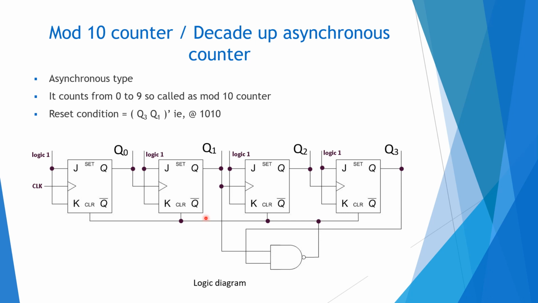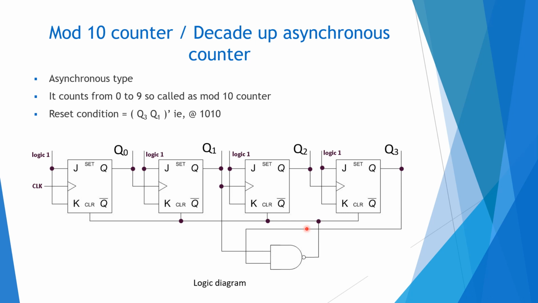Let us see the state table. You will get a much clearer view. It counts from 0 to 9, and after 9 the count value will be 10. For 10, the binary value is 1010, and this is the special state with Q3 equal to 1 and Q1 equal to 1. We give these as input to a NAND gate, and the NAND gate output is given to the asynchronous clear of the flip-flops, and the clearing takes place asynchronously.